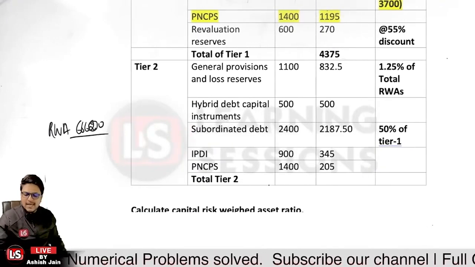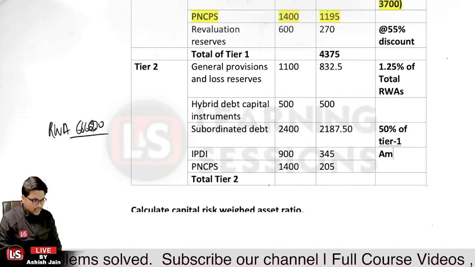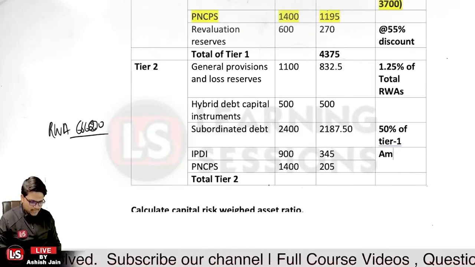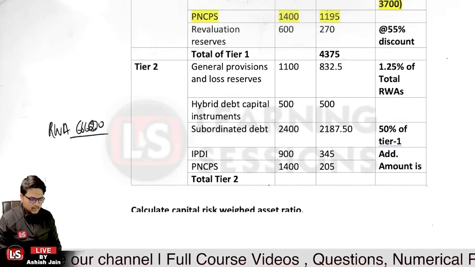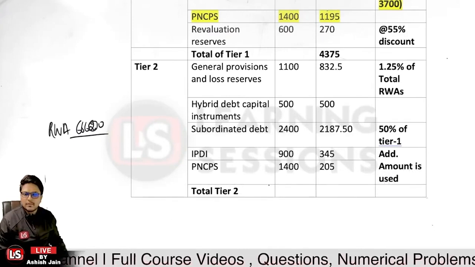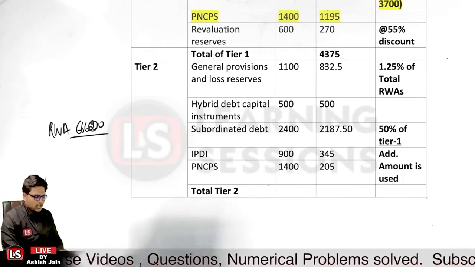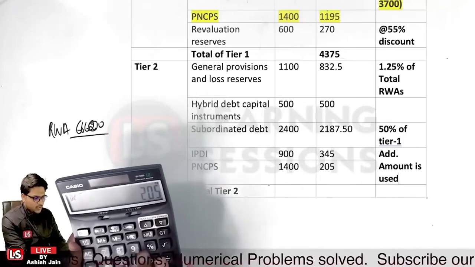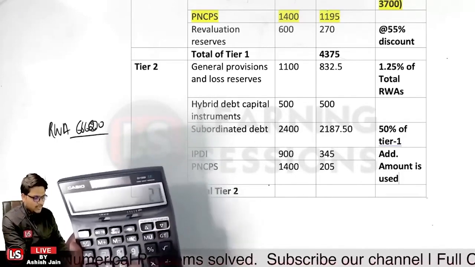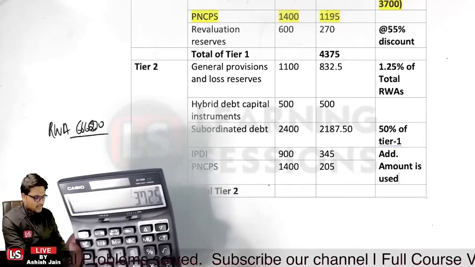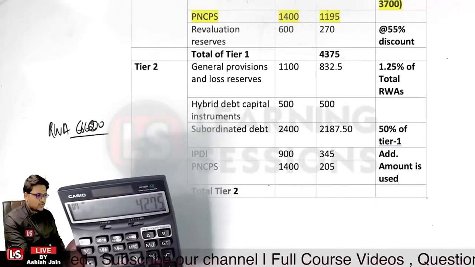So any of the surpluses, any of the additional amount from the tier 1, is used over here. I'm just writing it over here. So what will be the total tier 2 capital we are having? We are having the total as 832.5 plus 500 plus 2187.5 plus 345 plus 205. So it is amounting to 4275.